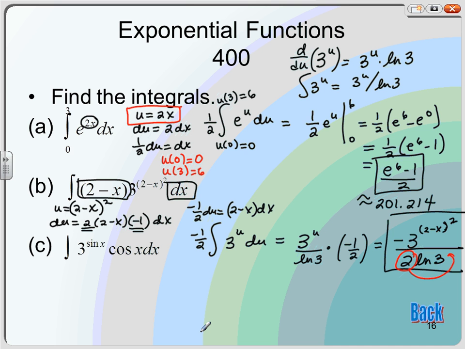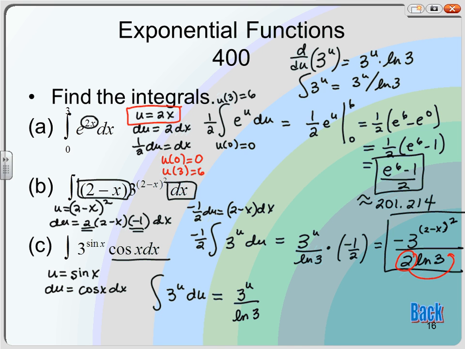All right, and this last one, I have the integral of 3 raised to the sine of x times cosine of x dx. This is another u substitution. u is the sine of x. du, the derivative of sine, is cosine of x dx. That's what we wanted, that's our du part. So it's the integral of 3^u du, which we just said was 3^u over natural log of 3. Oh, I forgot my plus c on this last one, didn't I? Let's get your plus c. So it's 3^(sine of x), that was u, divided by natural log of 3, plus c.